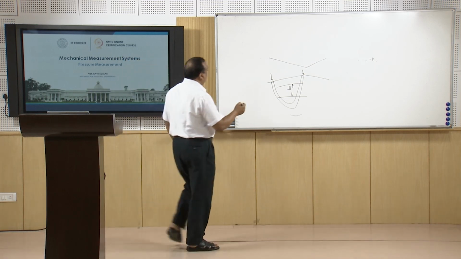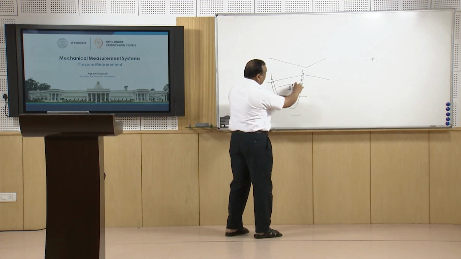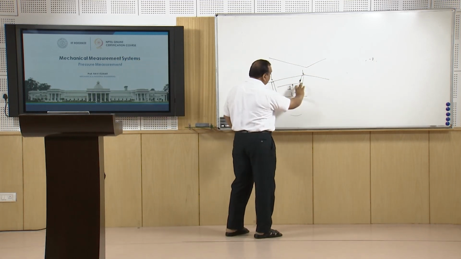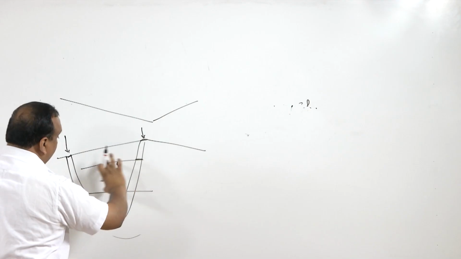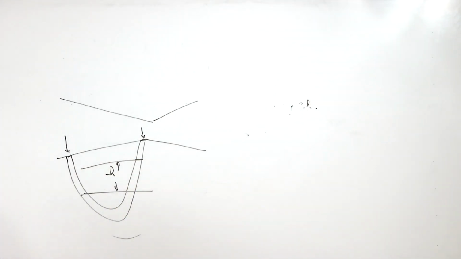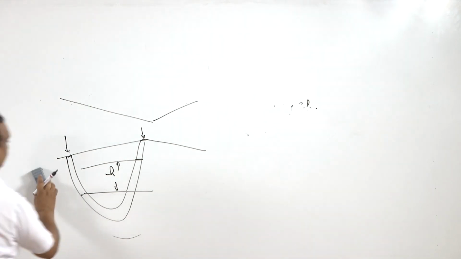In fact, both sides are pressurized, and the level difference in the column speaks about the differential pressure, and this can be easily calculated by using Bernoulli's equation. Now, there is another type of manometer which is known as the well type of manometer.